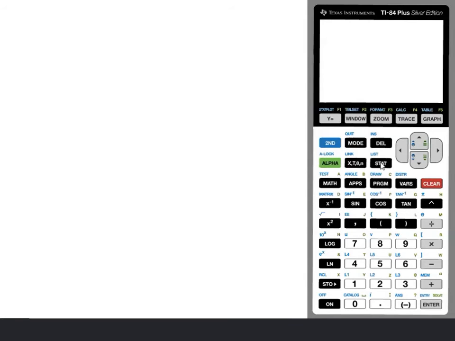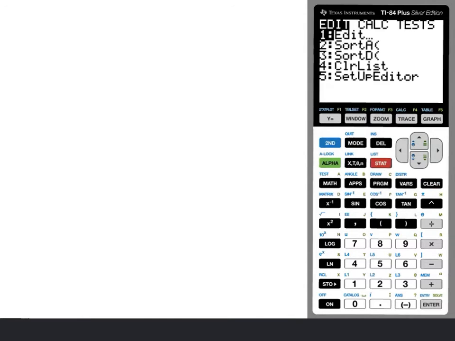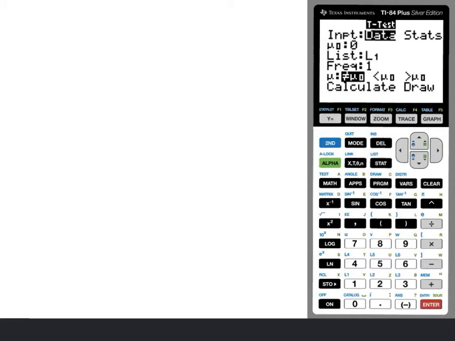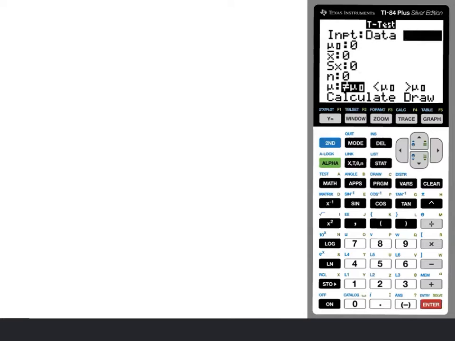Now we're going to go to our trusty TI-84 calculator, hit the stat button, go over to test, and down to t-test. Remember, we need to change our input from data to stats, since we don't have data, we have just the mean and standard deviation. We're going to put in our null hypothesis, remember this is going to be the null, and then the data that our problem gave us.